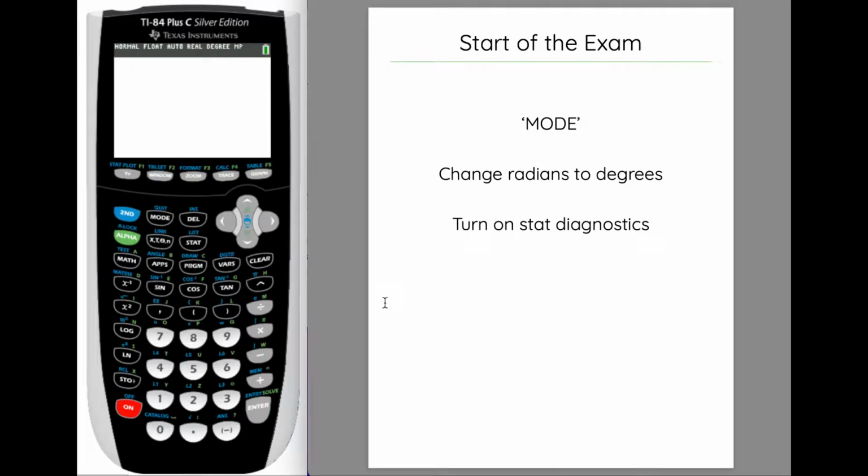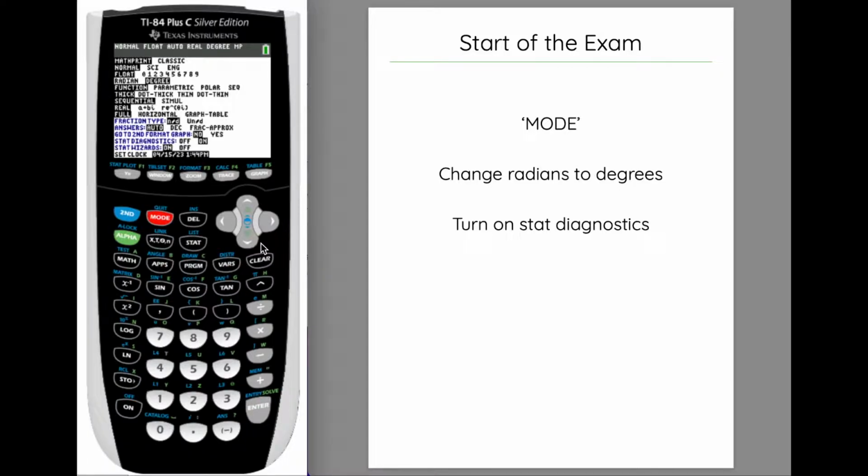They're going to reset your calculator when you start the exam, so it goes back to default mode. The first thing you want to do is click Mode and change your calculator into degrees. So you hit Enter, and then you also want to make sure down here Stat Diagnostics is on. If you're not in degrees, you get all the trigonometry questions wrong. And Stat Diagnostics is how you see the R value when you're doing a linear regression. So that's the first thing.